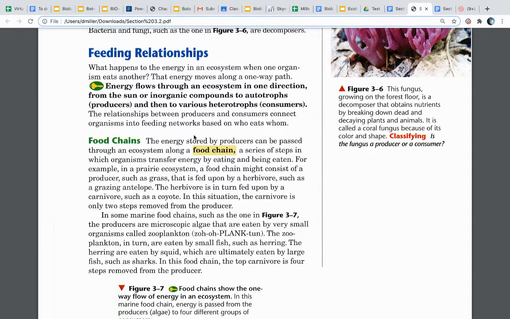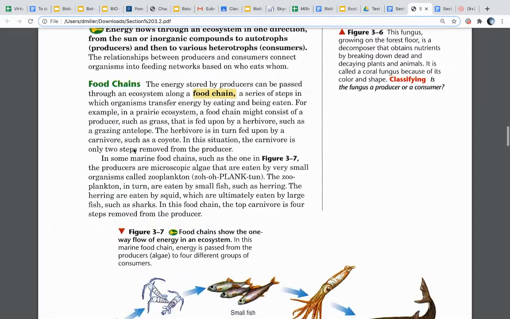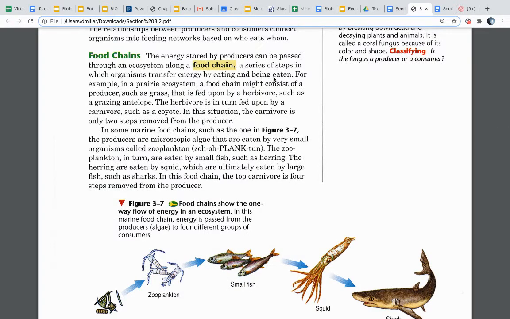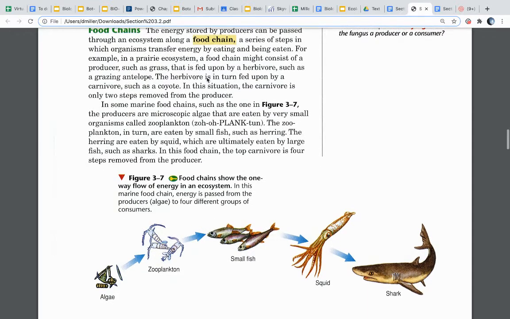The relationship between producers and consumers connects organisms into feeding networks based on who eats whom. Food chains. The energy stored by producers can be passed through an ecosystem along a food chain, a series of steps in which organisms transfer energy by eating and being eaten. For example, in a prairie ecosystem, a food chain might consist of a producer, such as grass, that is fed upon by a herbivore, such as a grazing antelope.